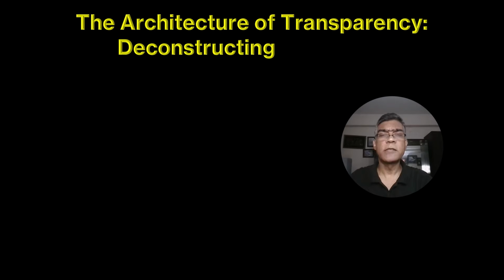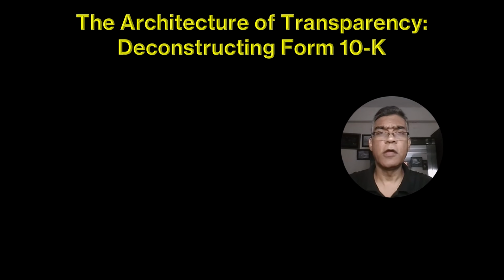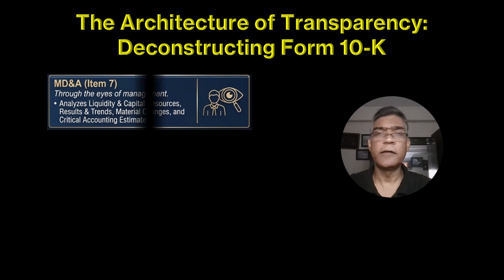Let's unpack what transparency really means in SEC reporting. Not just disclosure, but architecture. Each component builds a different layer of insight into how a company tells its story. First, MD&A, item number 7 of Form 10-K. This is management's lens. It is where leadership interprets liquidity, capital resources, and trends. Think of it as the narrative bridge between numbers and strategy. How management explains why things happened, not just what happened.